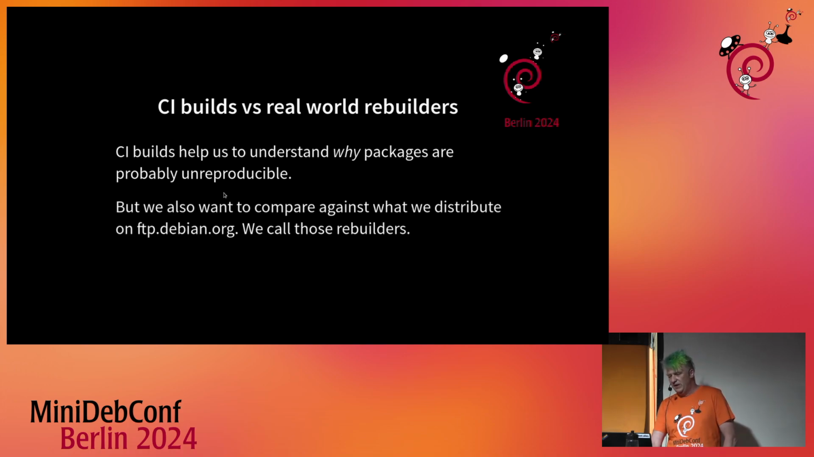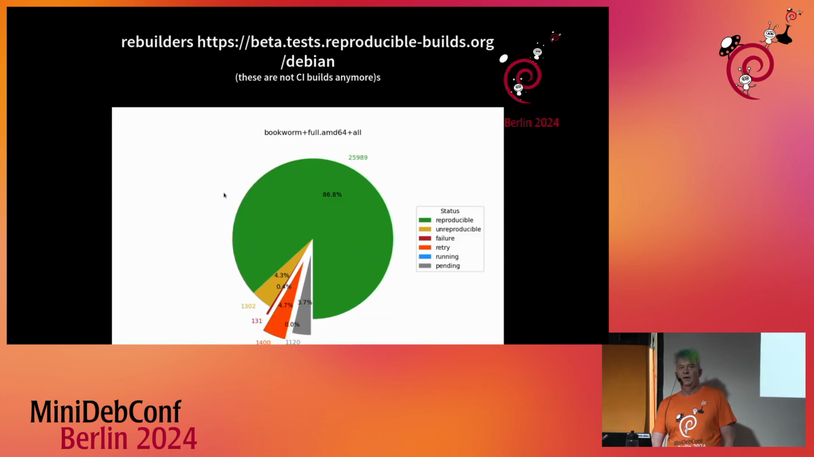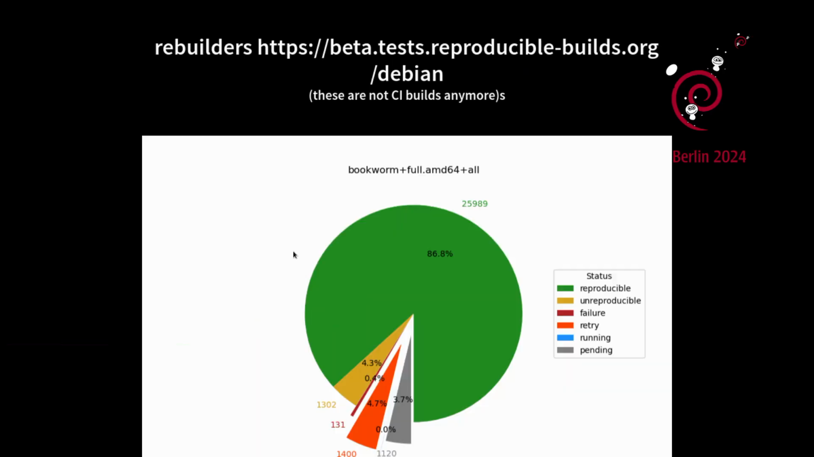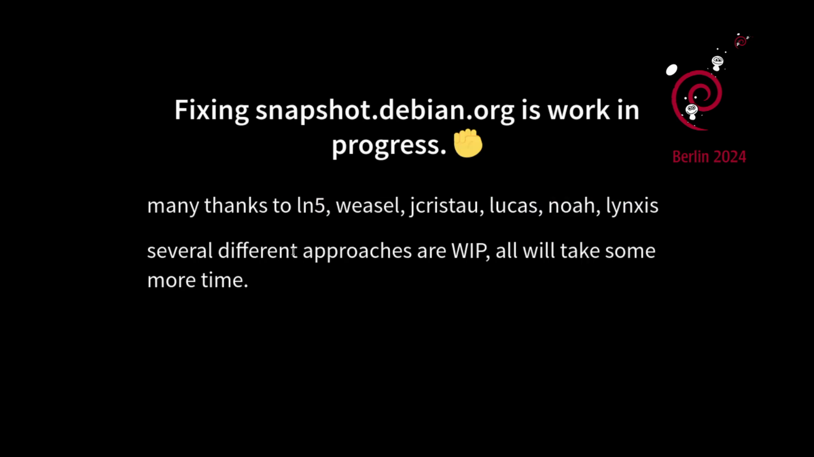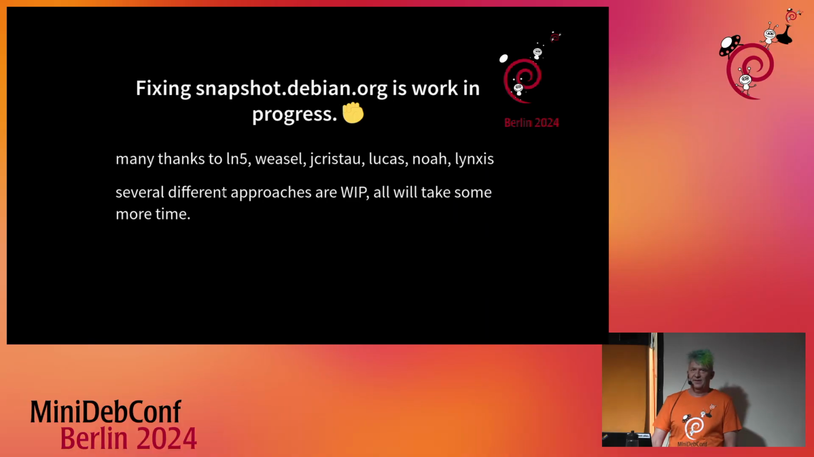We call those real rebuilders. And we had these rebuilders. This is actually Rebuilding Debian, done by Frédéric Pierret. And it looked nicely, but it was broken then because snapshot stopped working. But that is fine. Because fixing snapshot is finally work in progress.